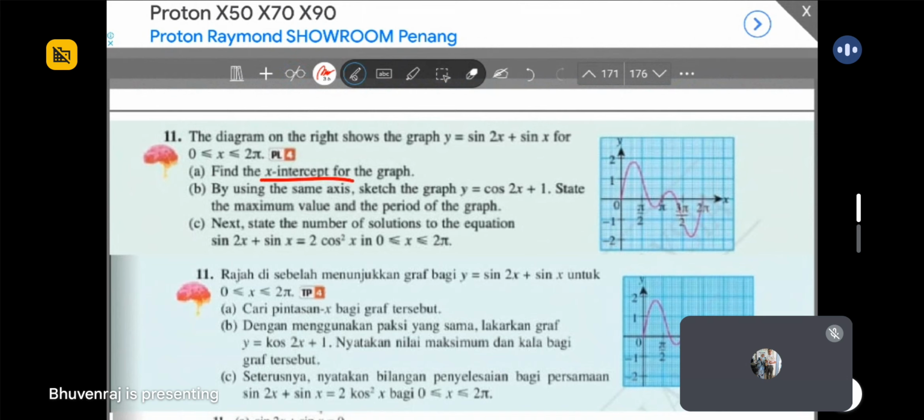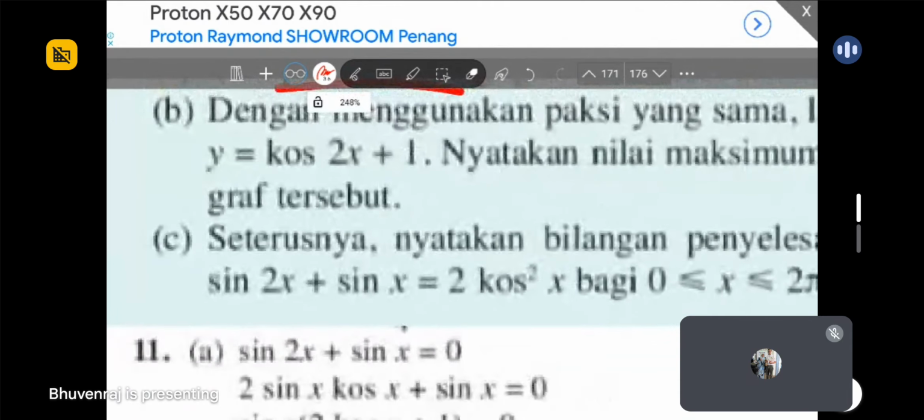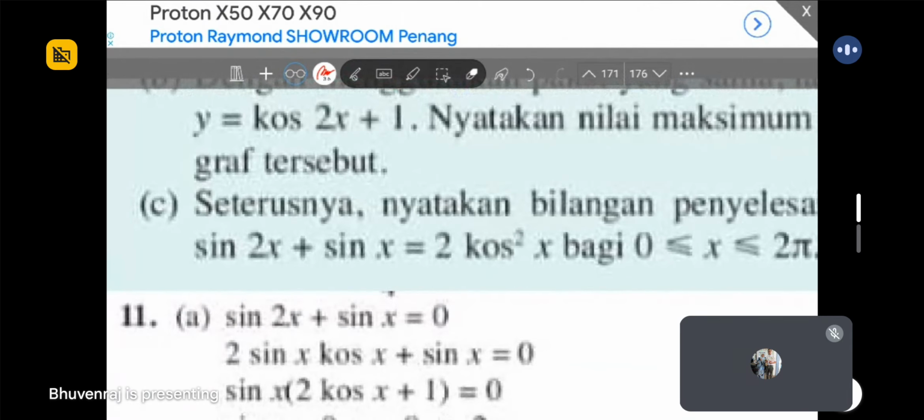Okay. Cari pintasan x. So whenever you see x-intercept, what is the assumption? Apa anggapan dia? Think and see. What is the assumption? Okay, assumption is y equals 0 lah. Okay, so you just need to let y equal 0. Okay, so sine 2x, 2 sine x cos x.